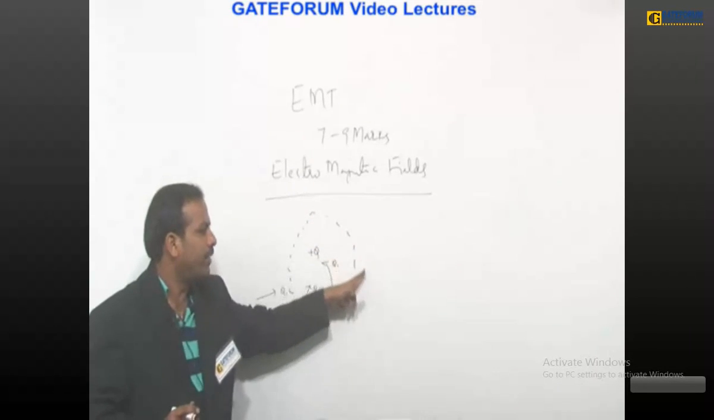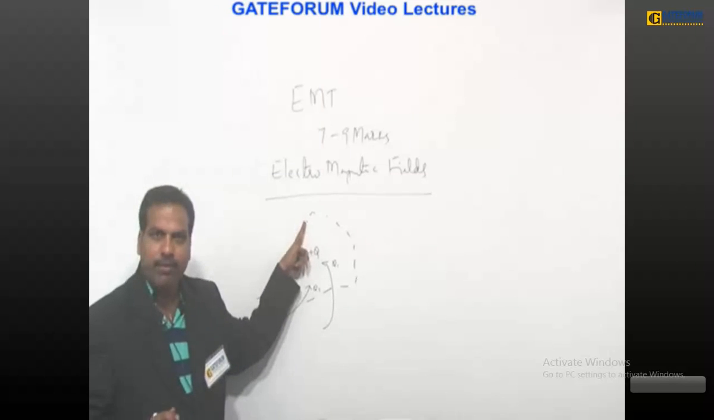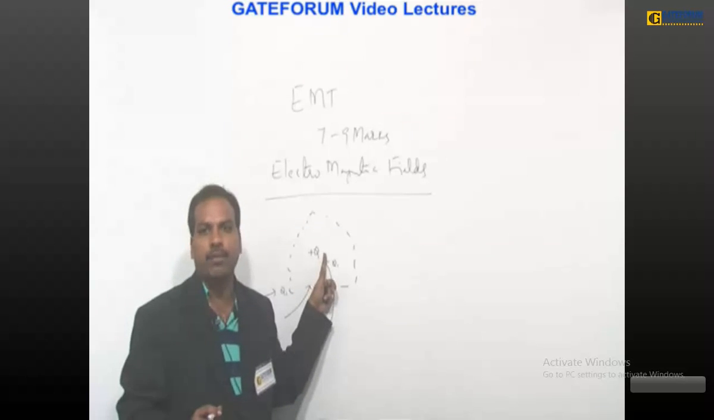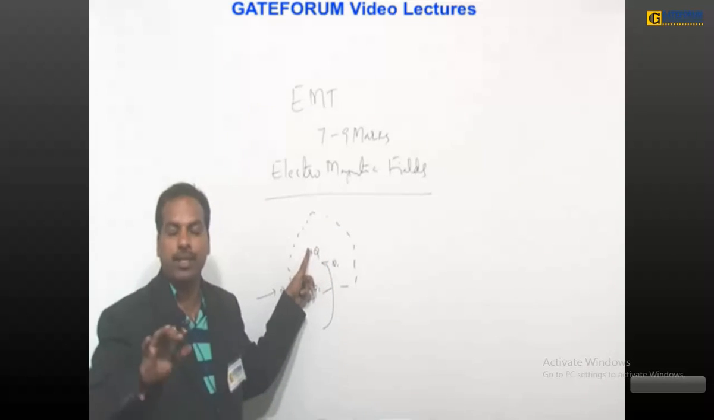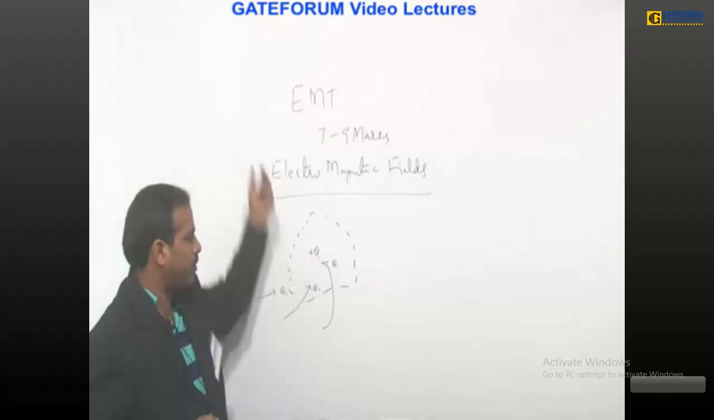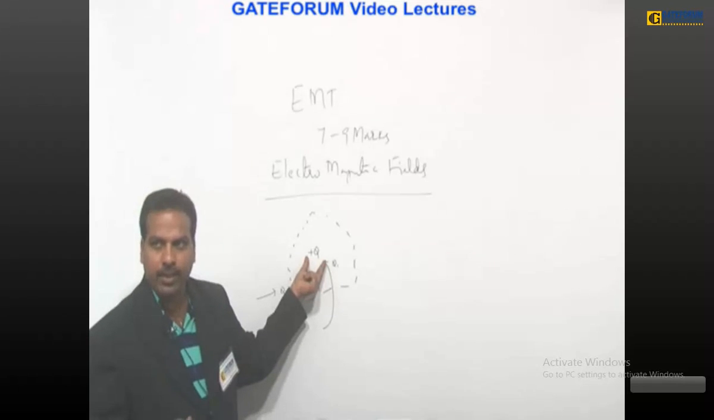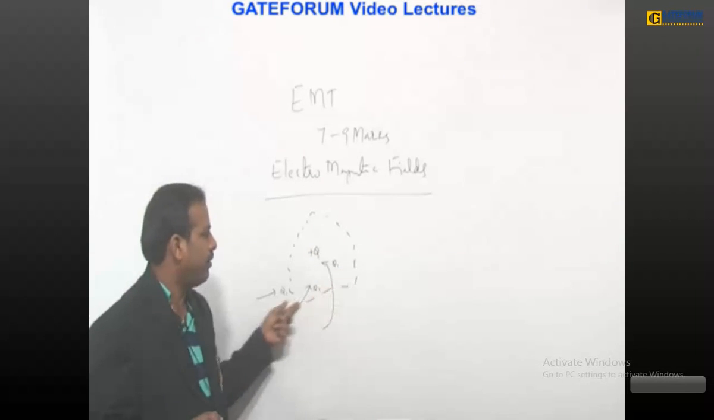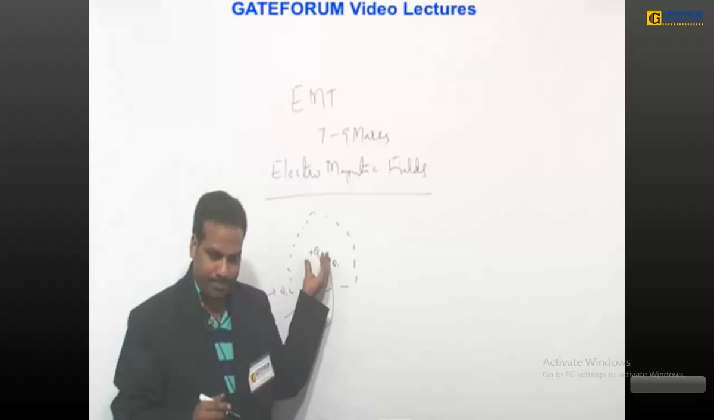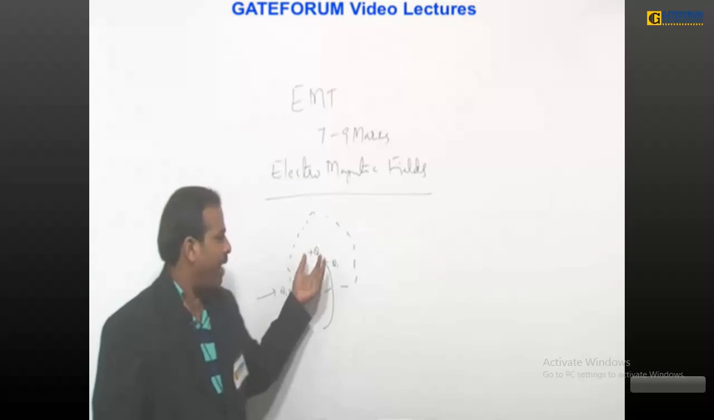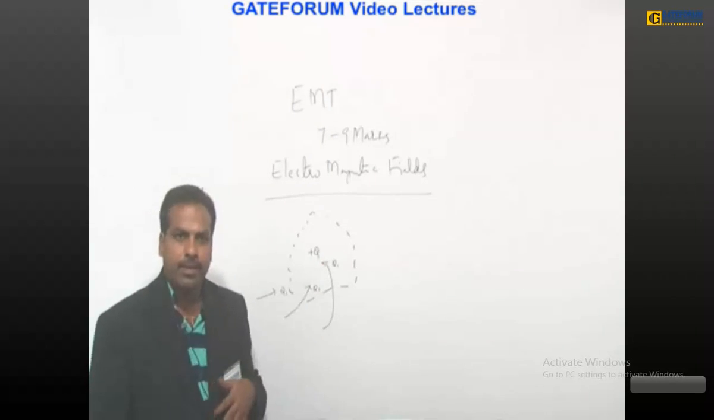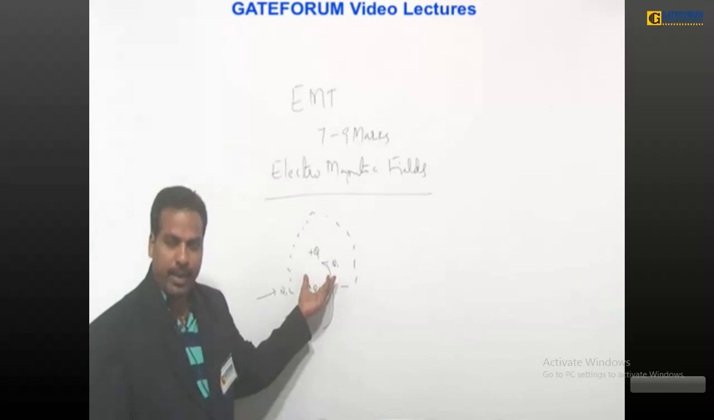So this region we can call a field. Simply, we can define a field as a region of influence. Wherever there is the influence of the charged particle, that entire region we call a field. This field has different magnitudes at different points in this region.